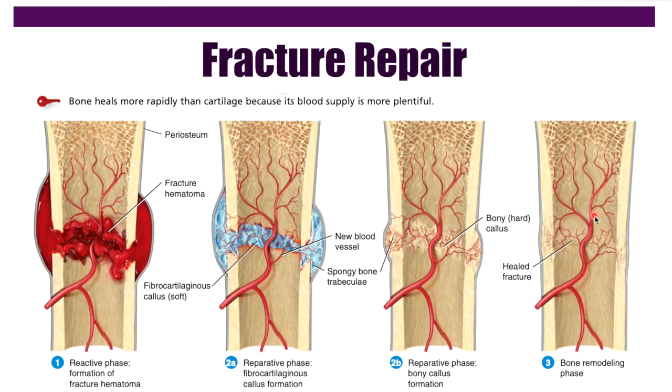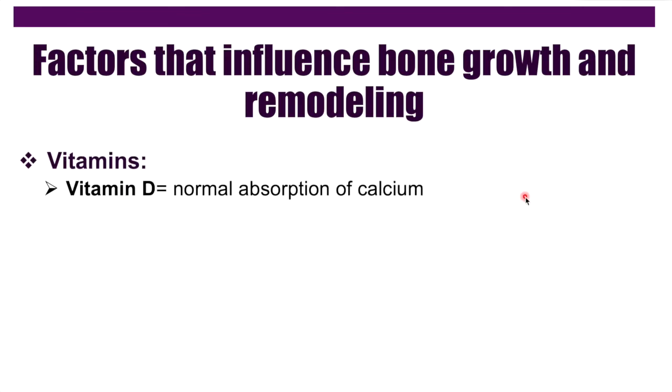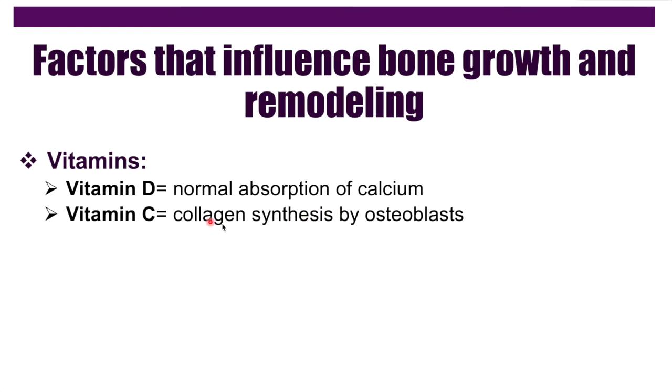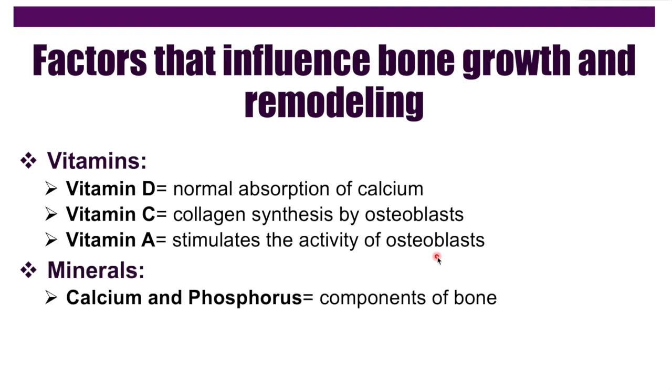Several factors influence bone growth and remodeling. Certain vitamins are important to bone growth. Vitamin D, which may be synthesized or ingested, is necessary for the normal absorption of calcium from the intestines, while vitamin C is necessary for collagen synthesis by osteoblasts, and vitamin A stimulates the activity of osteoblasts. Minerals like calcium and phosphorus are also important components of bone and are thus needed in large amounts, especially during bone growth and remodeling.